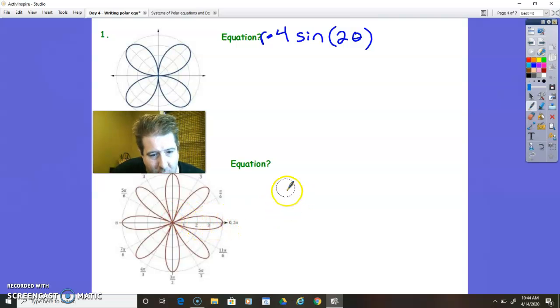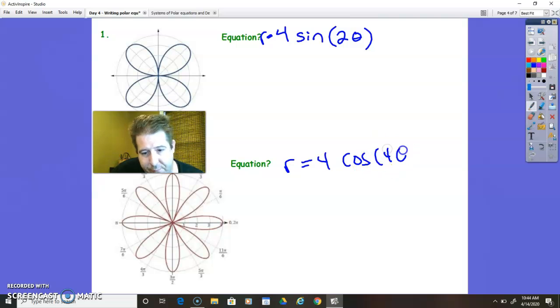This one is a cosine question. The length of each petal is 4, so r equals also 4 times cosine, because the first one started along the x-axis. 1, 2, 3, 4, 5, 6, 7, 8, which means it's 4 times theta, because it's an even number.